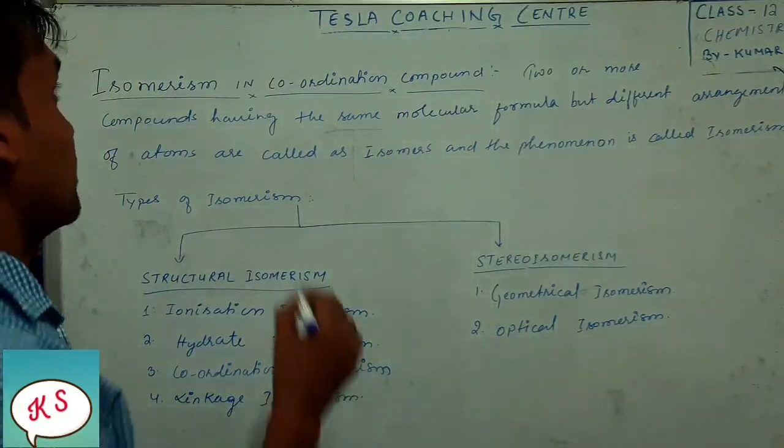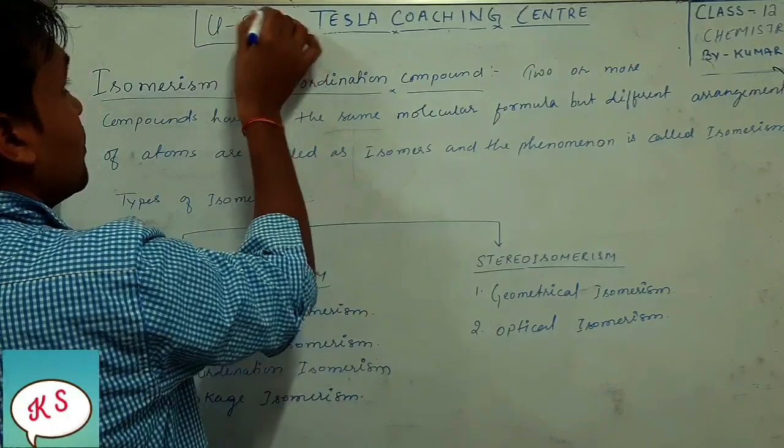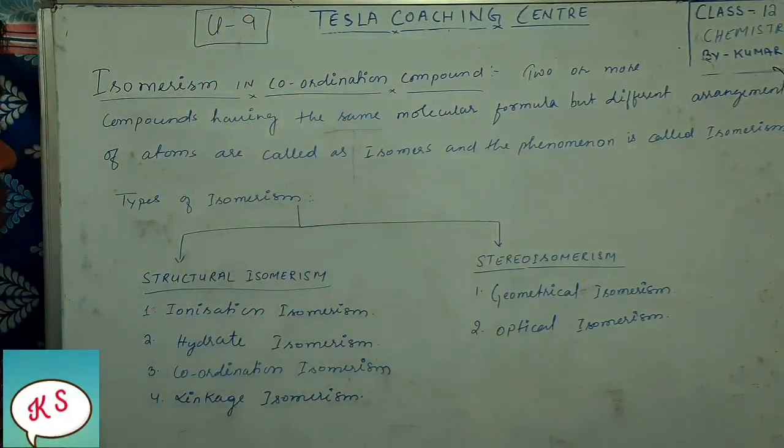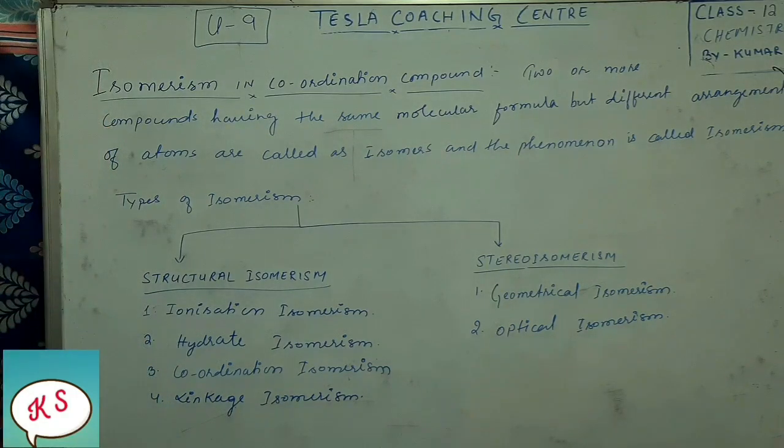We are back with class 12 chemistry, with unit number 9, which we were doing in the earlier lecture. This is lecture number 4. In the last lecture we completed the IUPAC naming and all those things. Now here we are going to study about isomerism in coordination compounds.